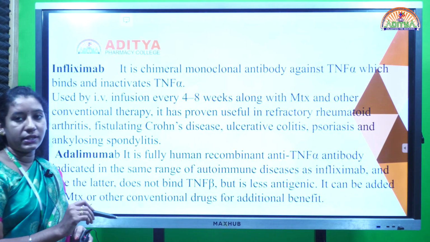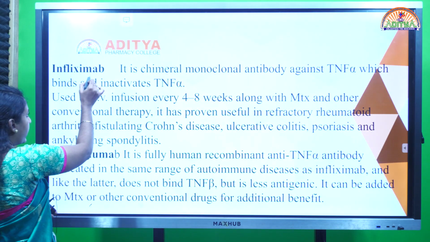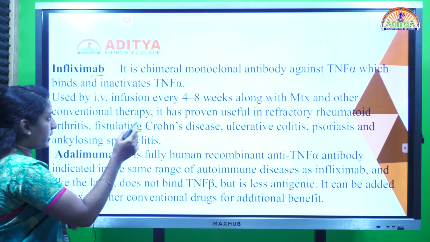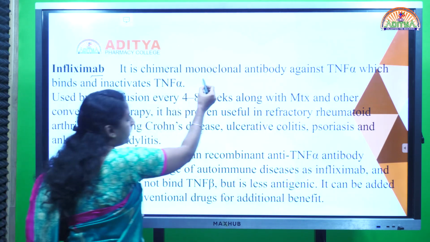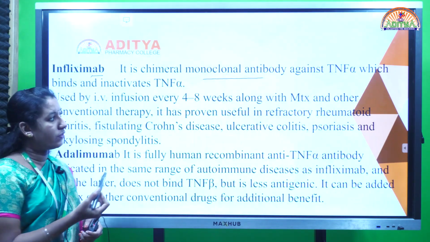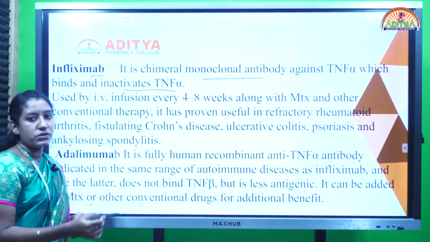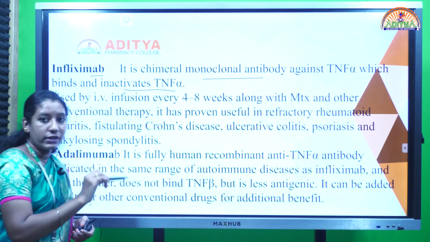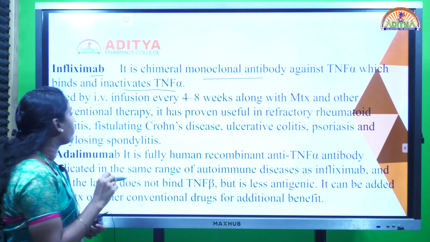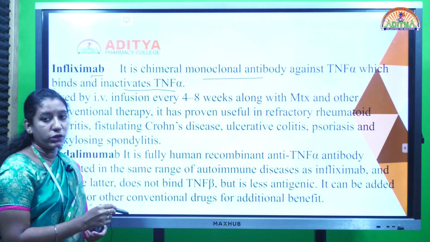So the next type of drug in the TNF inhibitors is infliximab. If the drug name ends with -ab, that means it belongs to the class of antibodies, a monoclonal antibody, and it shows its action against TNF alpha. So this drug will bind to the TNF alpha receptors and inhibit the actions of TNF alpha. It is given in the form of IV infusion every 4 to 8 weeks.